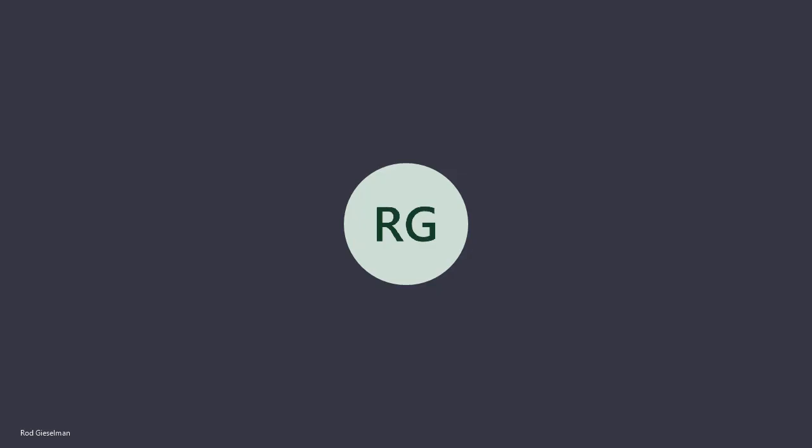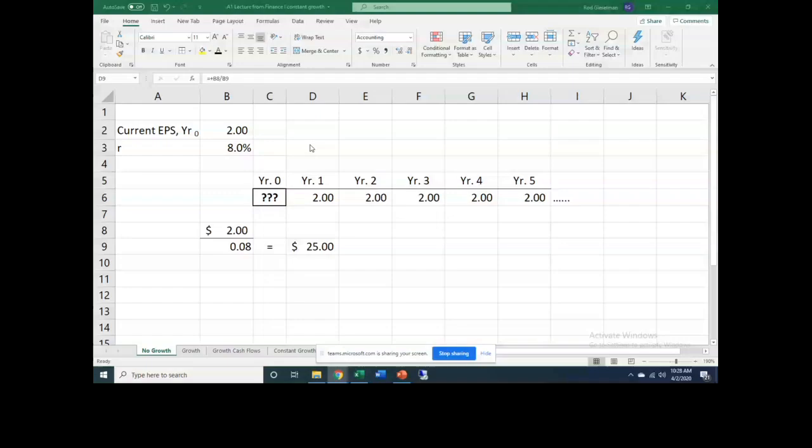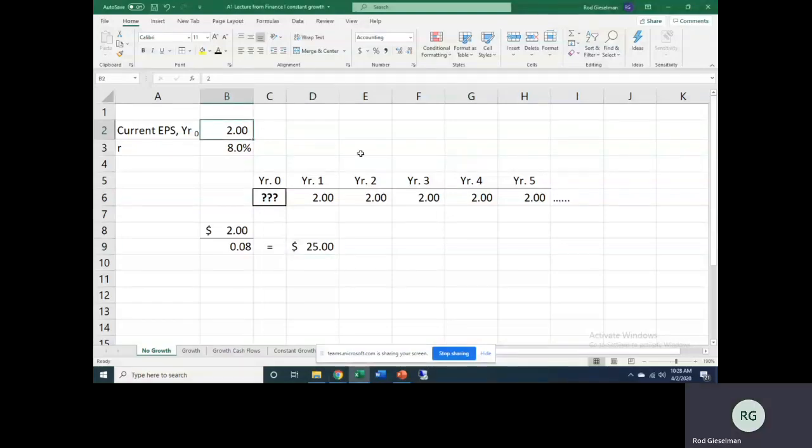I want to review the constant growth formula with you. Say we have a company with $2 earnings per share. Currently, they are paying out everything they make as a dividend. So they have a 100% payout ratio, 0% reinvestment, or 0% plowback. Their cost of capital is 8%.